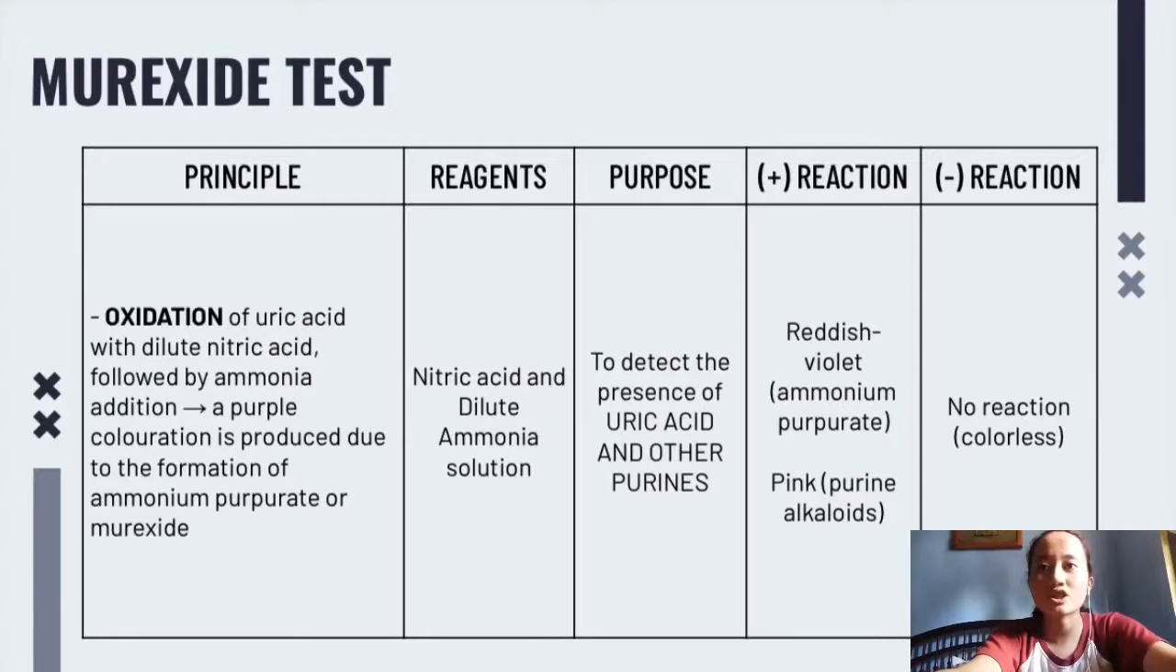Murexide test is used to detect the presence of uric acid and some other purines. The reagents are nitric acid and dilute ammonia solution. A positive reaction would yield a reddish violet color for ammonium purpurate and a pink color for purine alkaloids.